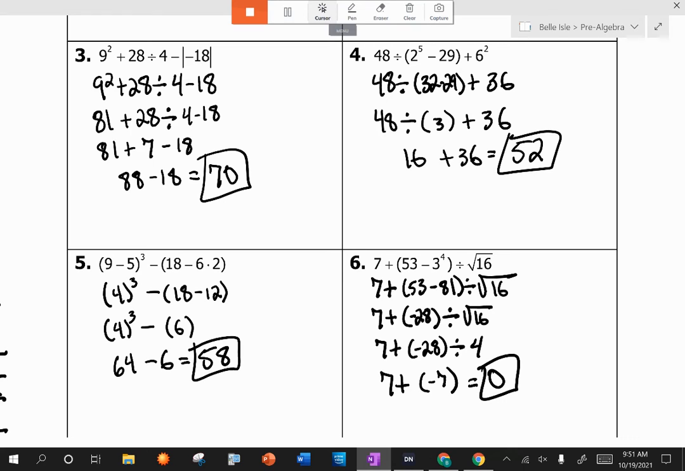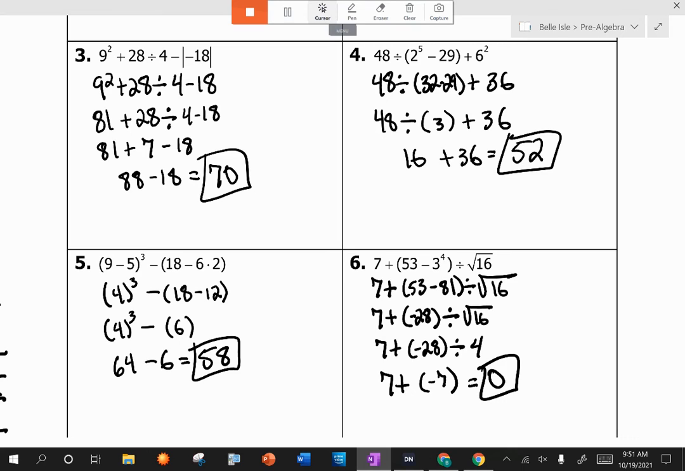Okay. Number 4, you've got to make sure that you completely simplify inside the parentheses. So you got to do the 2 to the 5th power. Then you have minus 29. Okay. Then you have an exponent outside the parentheses that you need to do before you start dividing.